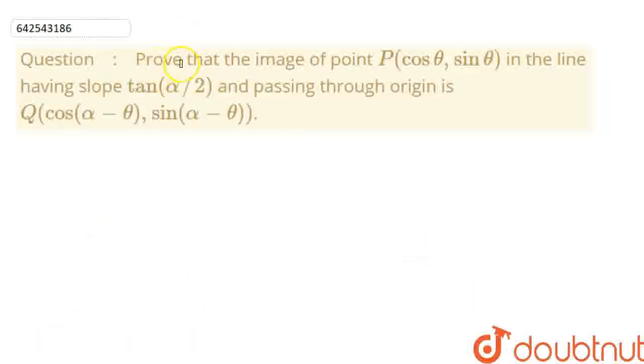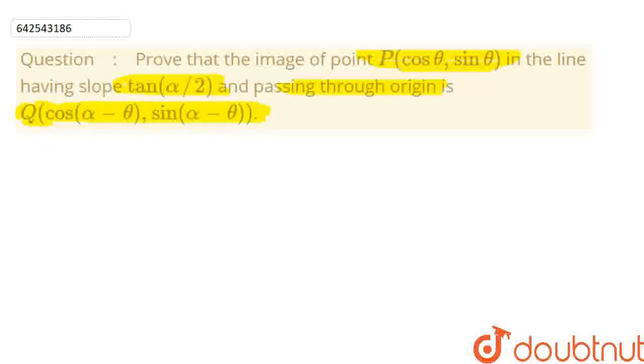So today we are going to discuss one question of coordinate geometry. Here we are given a question in which we need to find the image of the point P. The point P is given to us as cos theta comma sin theta, and we need to find the image of this point along this line having the slope tan alpha by 2, and the line passes through the origin. So we need to prove that the image of this point P comes out to this point Q, that is cos of alpha minus theta comma sin of alpha minus theta.